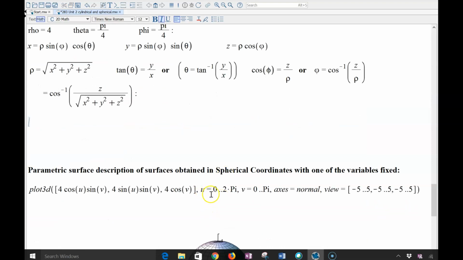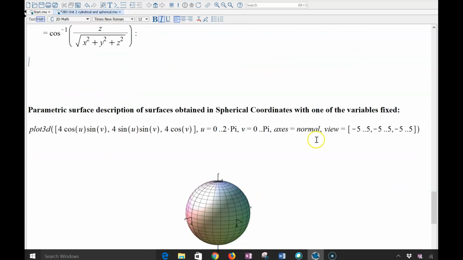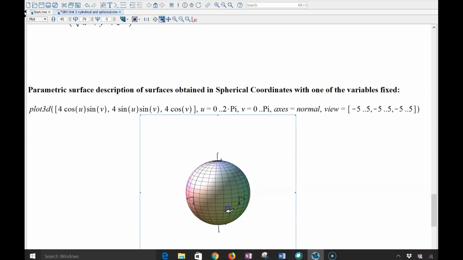So I'm letting u range from 0 to 2 pi, and v, which is playing the role of phi, from 0 to pi. What we get is a very nice graph of the sphere of radius 4 here. Very nice picture for that.